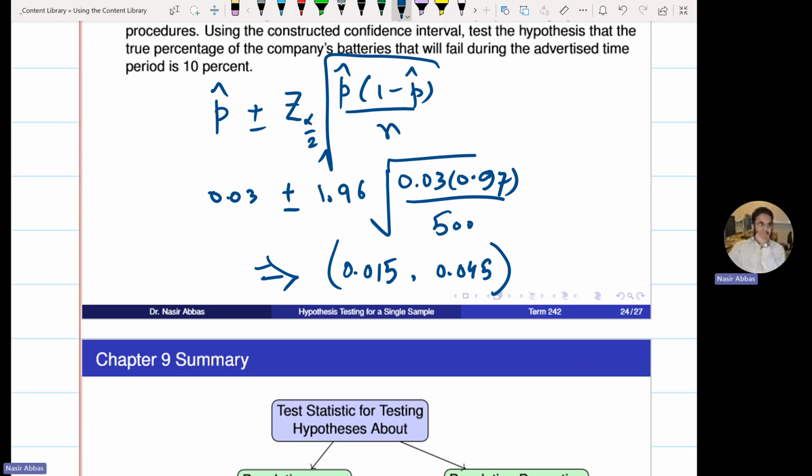And the upper is 0.045. How do I know 0.045? It is not because I solved it yesterday. It is because I know that it's symmetric around 0.03. The middle is 0.03, P hat. Does 0.1 belong to the interval? What will be the decision?